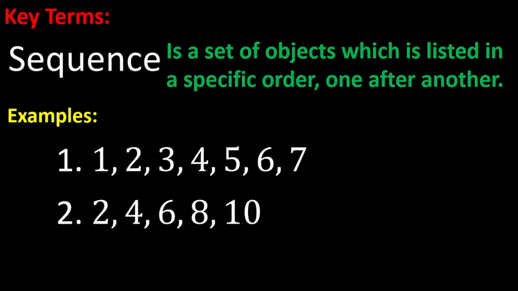Next, 2, 4, 6, 8, and 10 is also an example of sequence. Why? Kasi alam mo kung ano susunod sa 10. Anong susunod sa 10? 12. Correct, 12 yun. Paano mo nalaman na 12 ang susunod? Because the given sequence are multiples of 2. 2, 4, 6, 8, 10, 12.